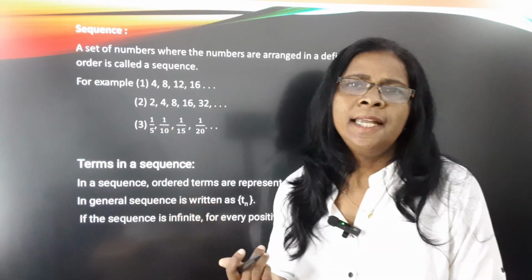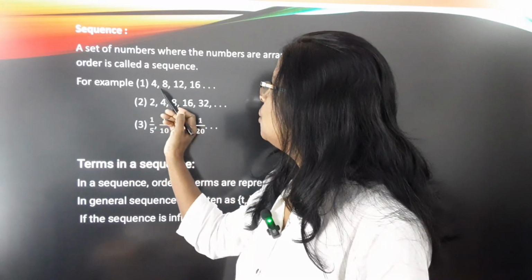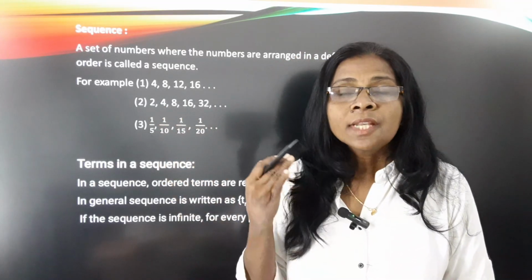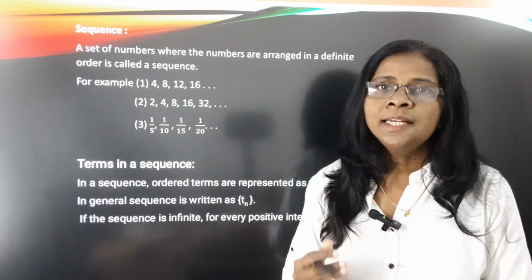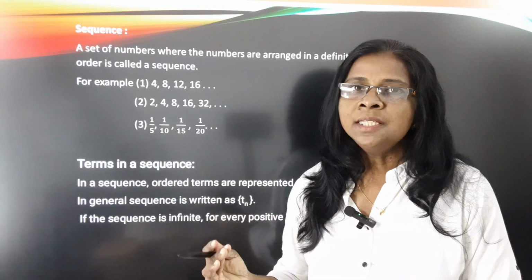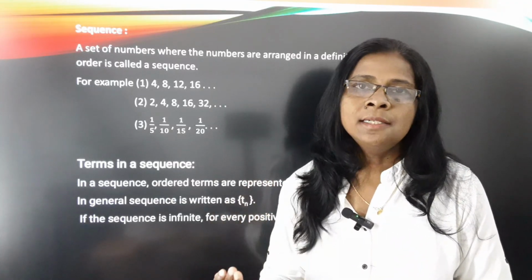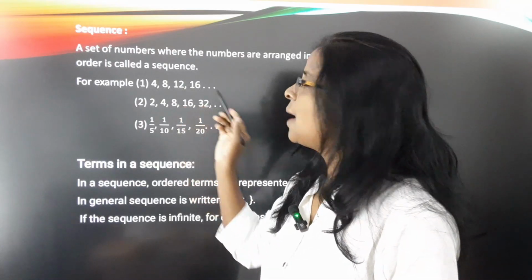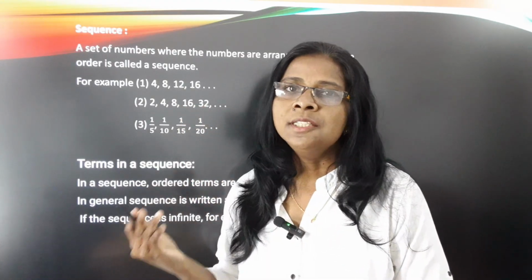For example, we can take the first one: 4, 8, 12, 16. Here there is a definite arrangement, and that arrangement is that this is the table of 4, that means the next number is increased by adding 4. So it is a sequence.